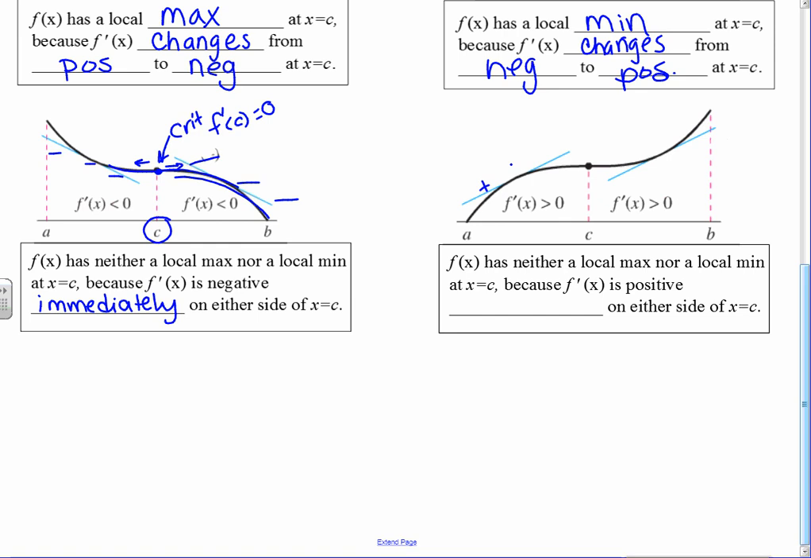Here we notice we have positive slopes all along this curve, continuing with positive slopes up through here. Critical value, f prime of c would equal 0 at this spot. We flatten out, don't we? But it's neither a max or a min because f prime of x is positive immediately on either side of my critical value, x equals c.